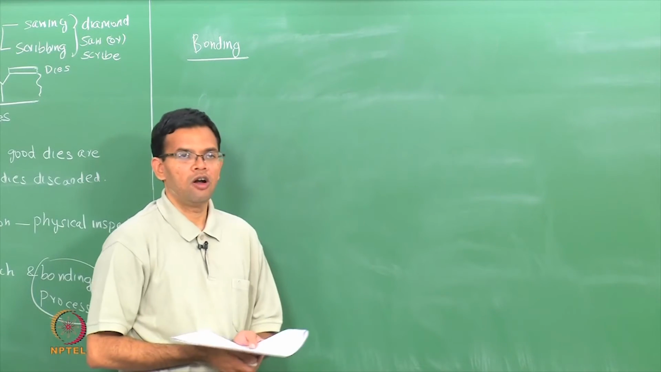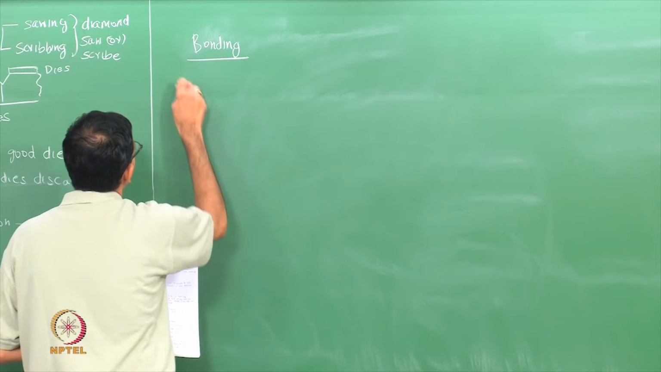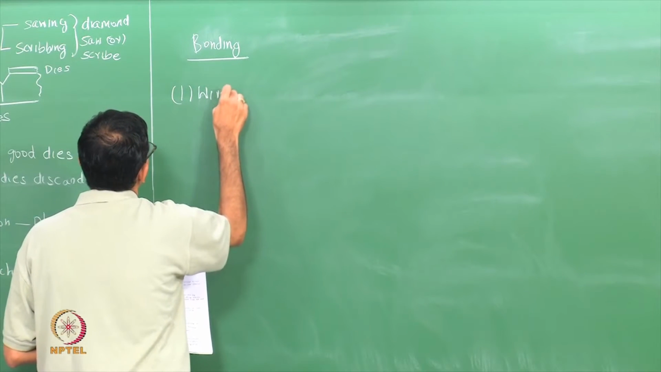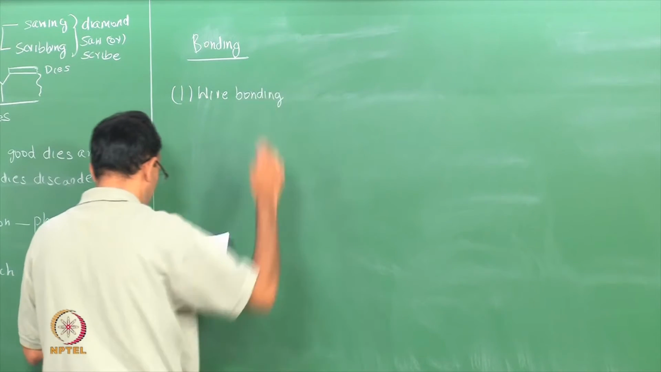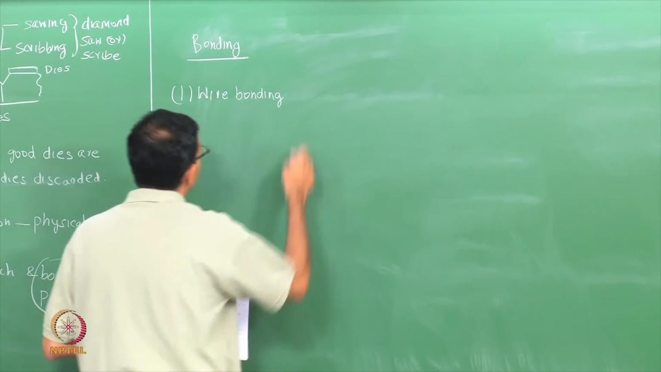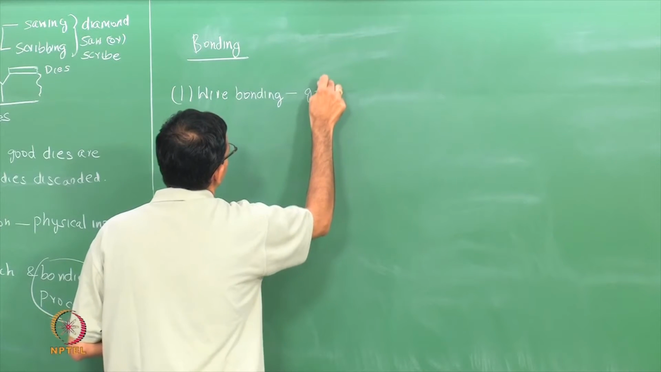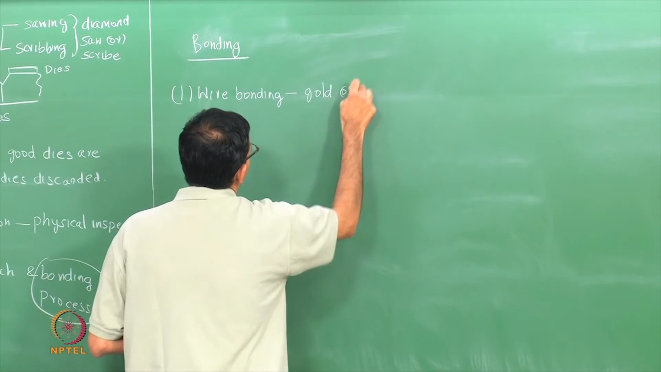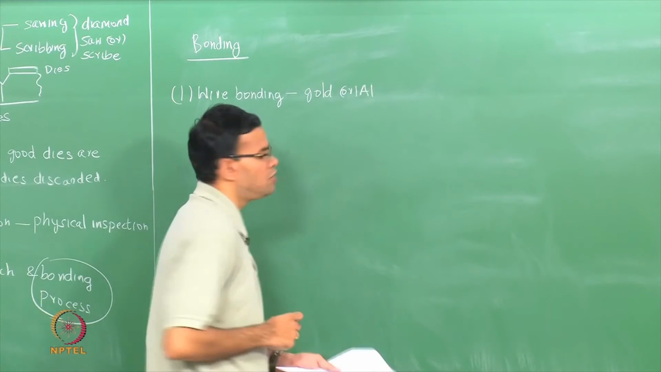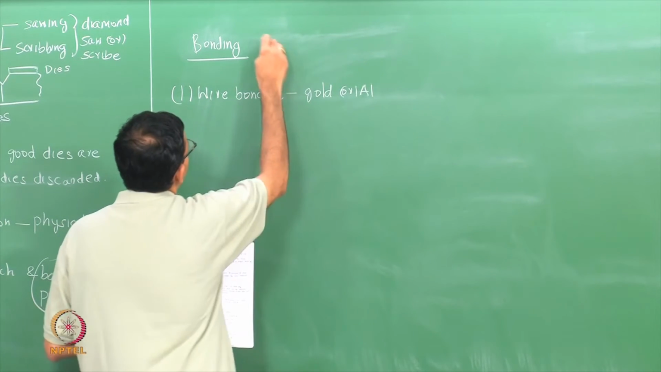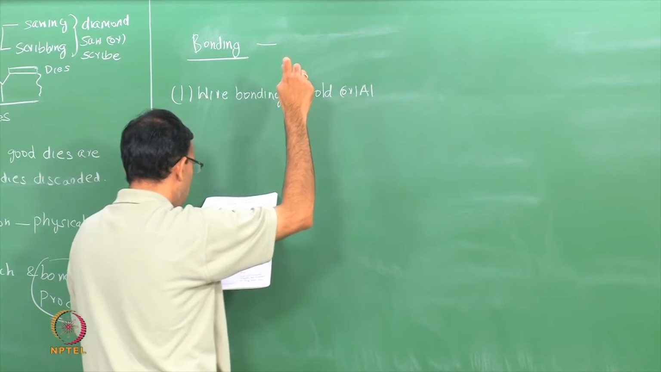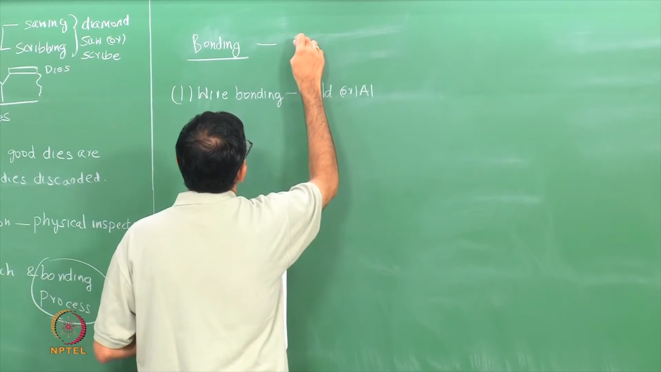One method is called wire bonding. In this case either gold or aluminum is used. If you recall, the bonding is done mainly to form the electrical connections to the external circuit.